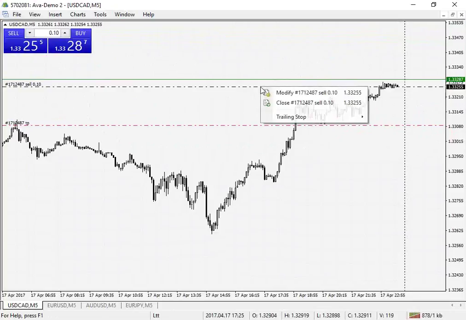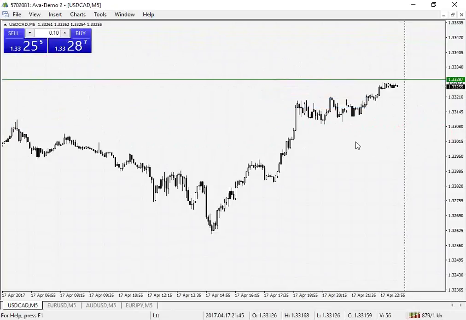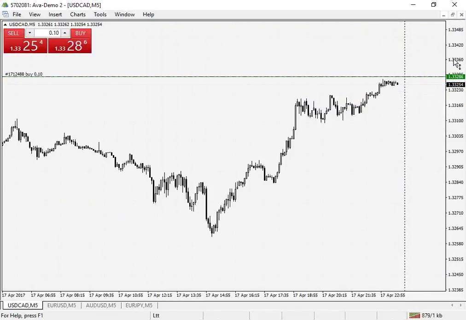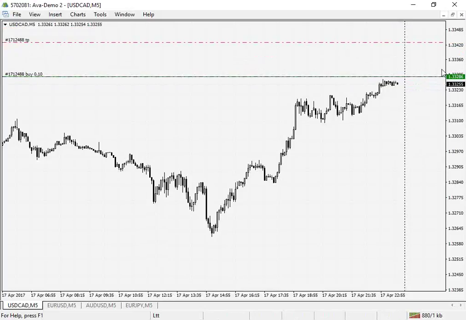Okay, so I'm going to close this trade out for a minute. Close this out. Now let's do the buy side. I click the buy button. Now I bought. Now, let's say I want to take a profit when it comes up here. Left click, hold and drag. There's my take profit order.